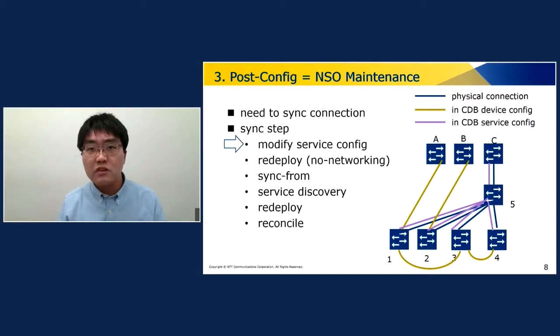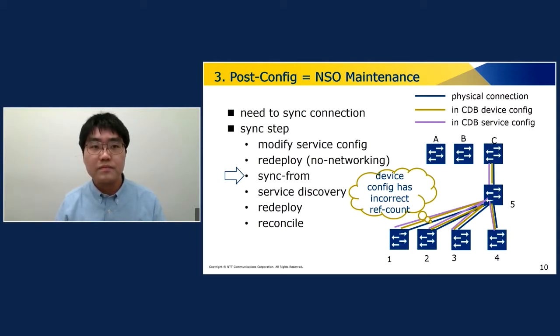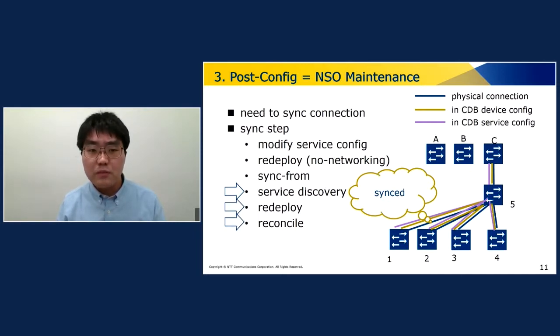And redeploy with no networking. This command does not affect any configuration of the real device. In this phase, CDB config shows the same topology, but device config status is out of sync. We did sync-from and matched CDB config to device config. In this phase, each line of CDB device config has an incorrect ref count. To resolve ref count, we did redeploy and reconcile. Finally, we got in-sync CDB status.